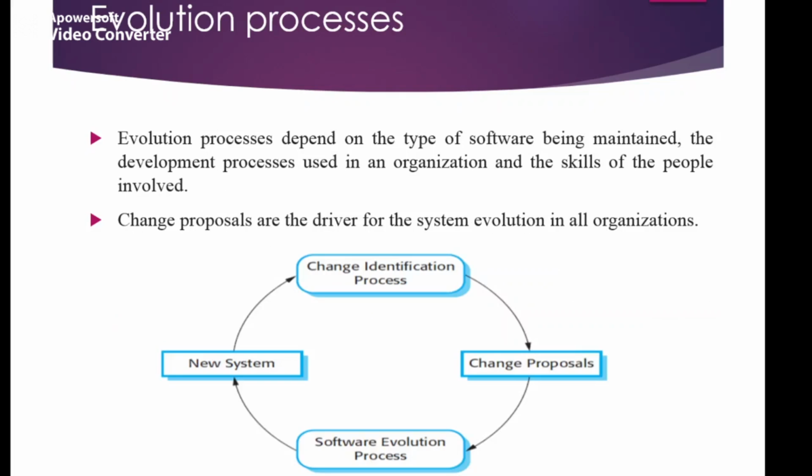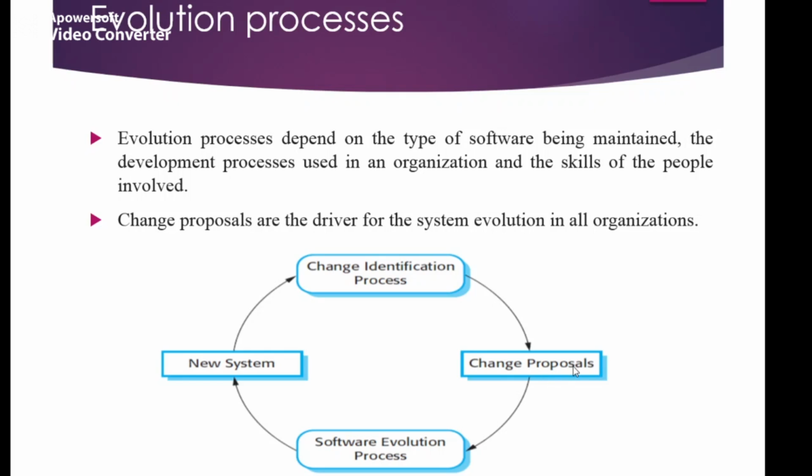So change here, first we have the change identification process. What do you mean by that? This is a process where you first need to identify the changes, what changes you have to make. So you have to first identify what changes or modifications you can make to the system to satisfy the user. Then we have the change proposals.